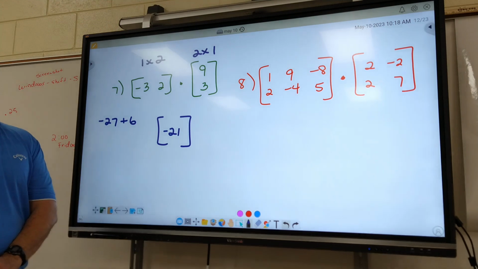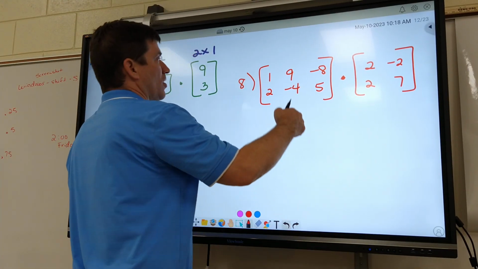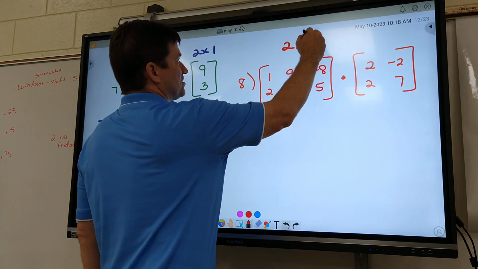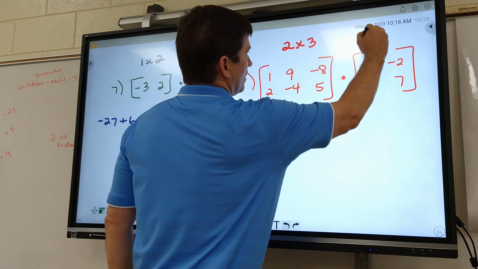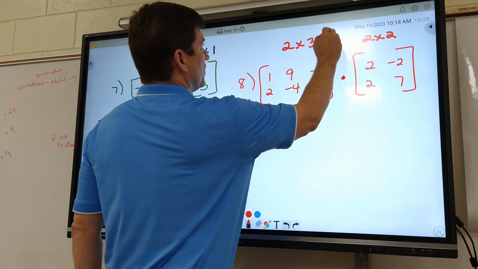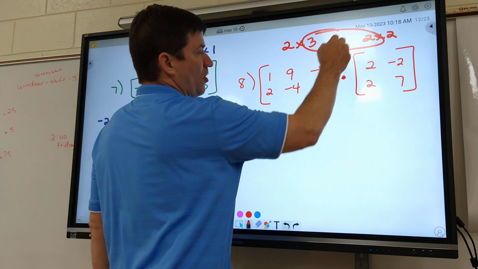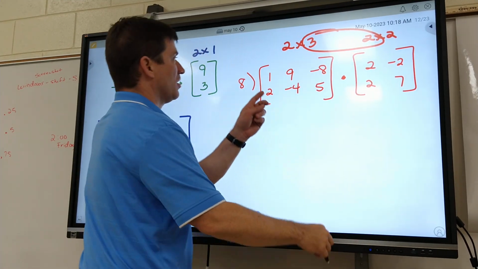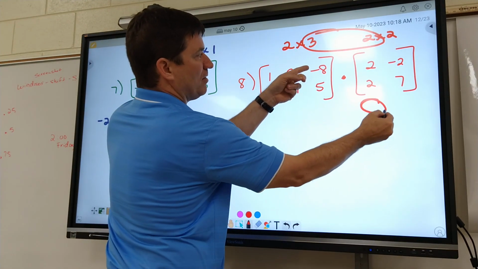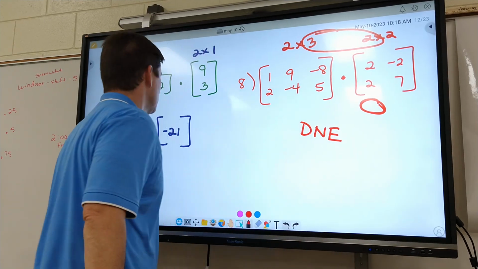What happens if they don't? All right, Harlan's already figured out the next one. Harlan, what size is the first one? 2 by 3. Size of the second one? 2 by 2. Harlan, what's the problem? The middle numbers, this column and this row, have to be the same. And here's the reason, Harlan. I times these two, I times these two. Look, I don't have anything down here to times these two. So it does not exist. Can't do it.